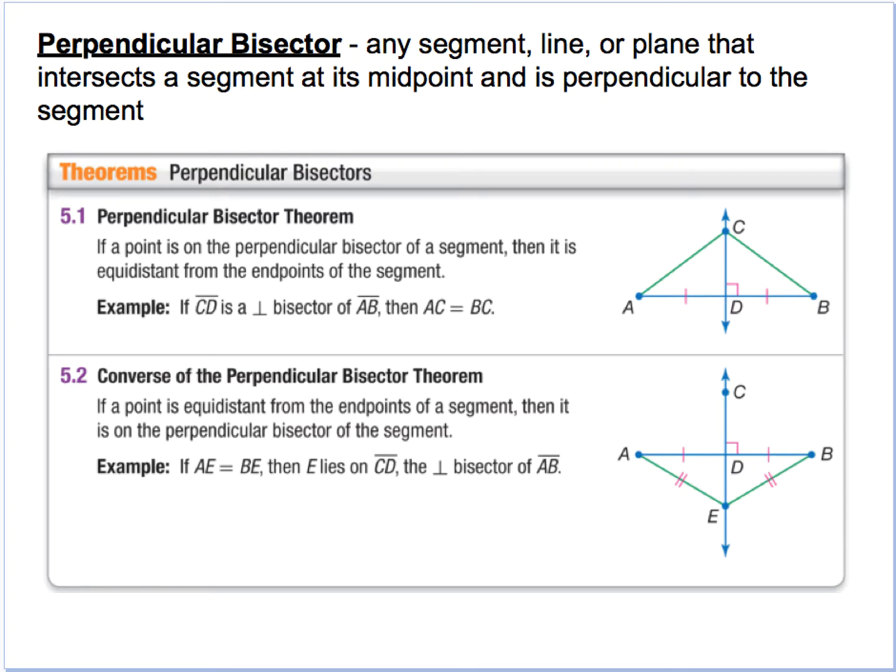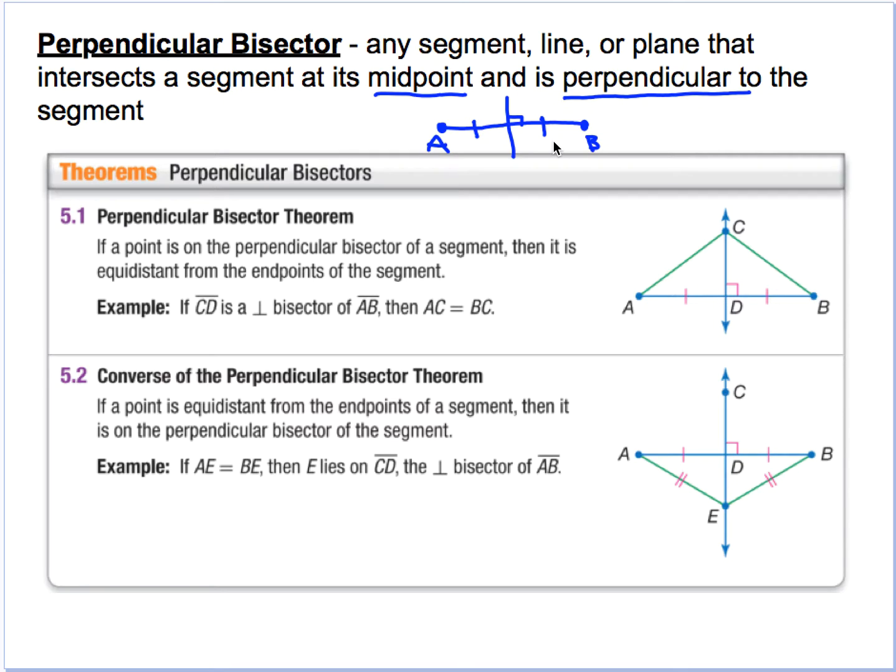So perpendicular bisector, you guys already know what that is. It's a segment, line, or plane, could also be a ray, that intersects a segment at its midpoint and is perpendicular to the segment. So you'll always know it's a perpendicular bisector with these two things, and they'll show those. If this is my segment, let's say it's AB, we'll know it's the midpoint if they make those congruent marks, and we know it's perpendicular if they make that little right angle box. So those would be our perpendicular bisectors.